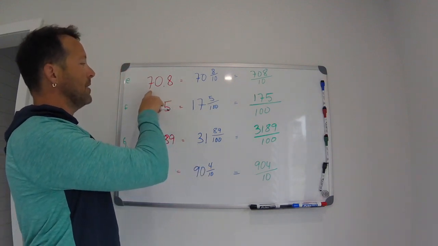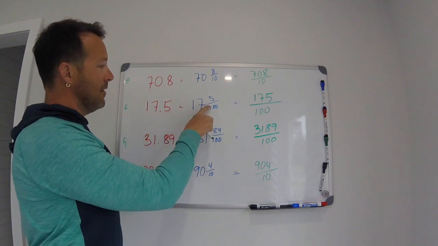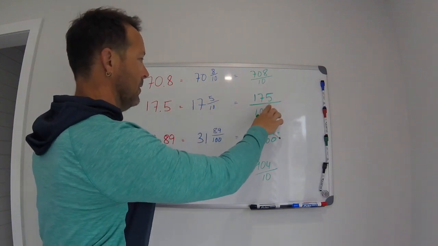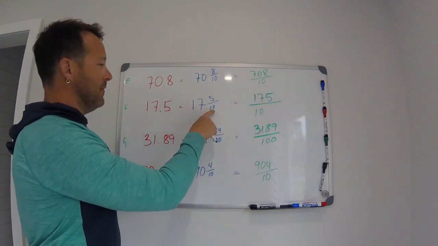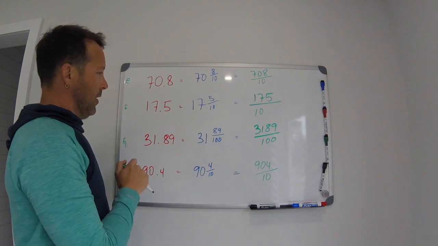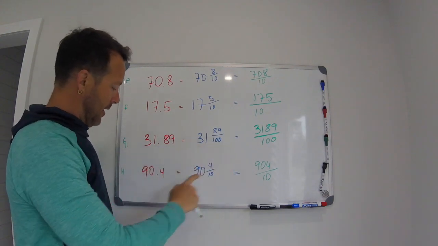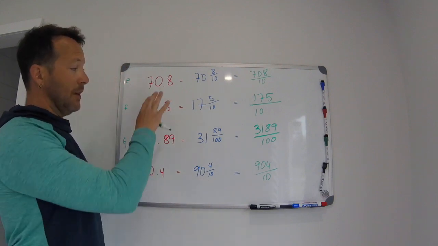All right, so we have 70 and 8/10. We have 17 and 5, oh, that should be tenths, I'm sorry. My bad. 17 and 5/10. We have 31 and 89 hundredths. And we have 90 and 4/10. Okay? So we got that step first.